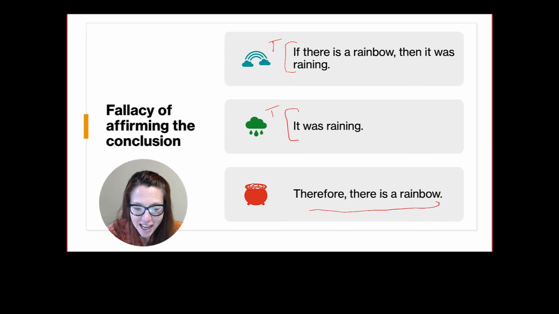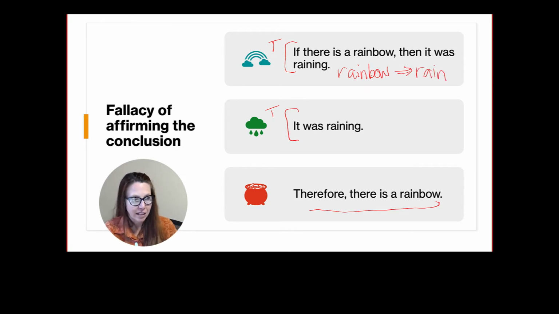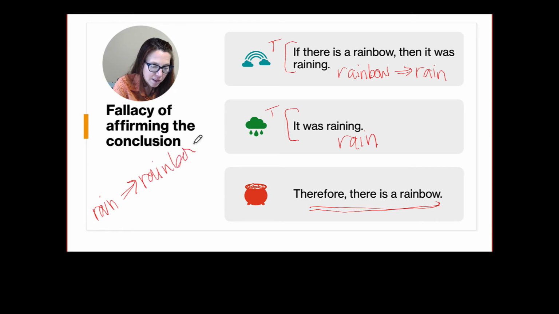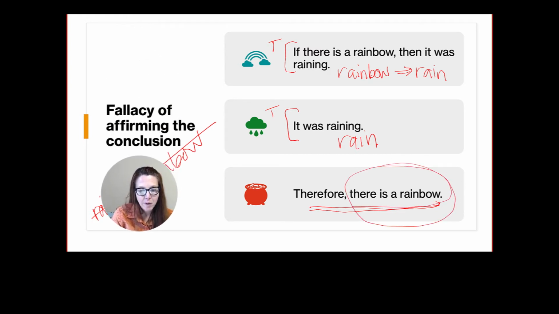Perfect. So I have that a rainbow implies rain. Right? If there's a rainbow, then it was raining. It is raining, and so now I'm assuming that implies there's a rainbow. But this would work if rain implies rainbow. But that's not what we had, right? We had that if there's a rainbow, then it was raining. And so the fallacy of affirming the conclusion, this is going the wrong way around.